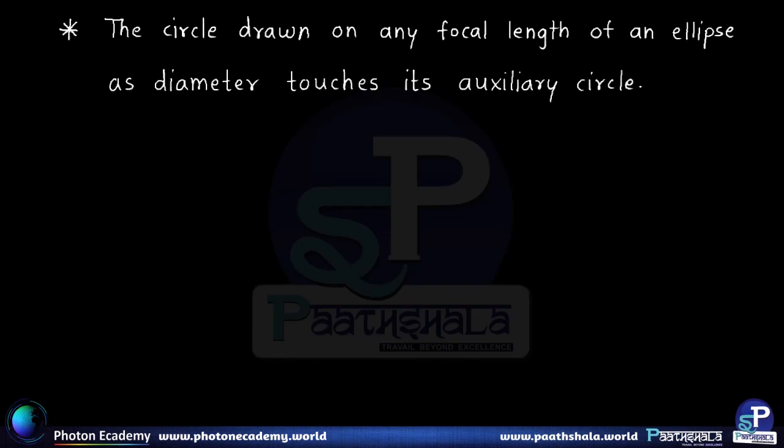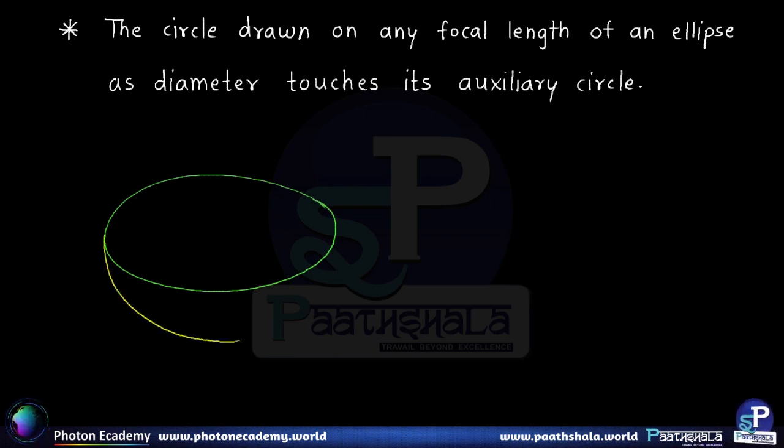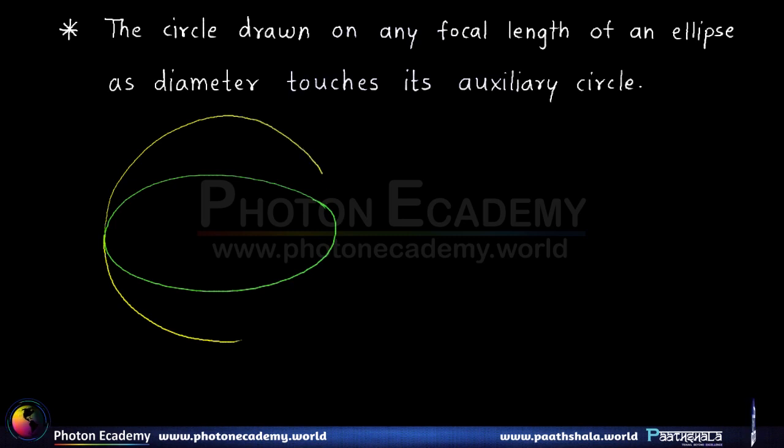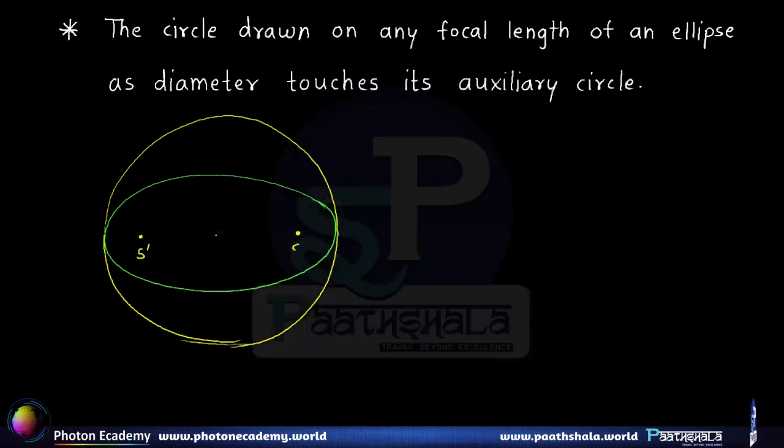The circle drawn on any focal length of an ellipse as diameter touches its auxiliary circle. Okay, so let's first consider some ellipse, and let us consider its auxiliary circle also. This is the auxiliary circle. Now if we consider, say, the two foci S and S dash. Now let's consider some point on the ellipse. So let's consider this particular point on the ellipse, say P.